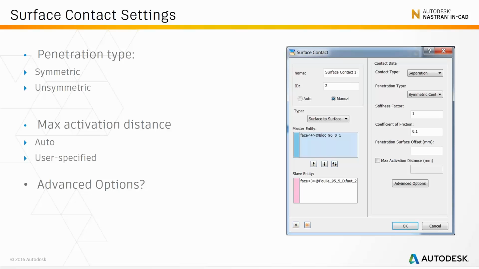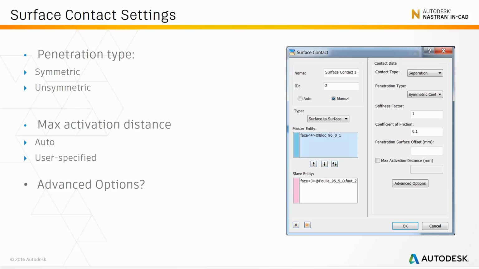Another area that I'd like to point out to you is the surface contact settings. One of the more difficult areas when transitioning from a static linear analysis to a static nonlinear analysis is the way the contacts are defined and the way that contacts play in the overall scheme of the success of running nonlinear analysis studies. The penetration type, in this case you're given the option of having symmetric or unsymmetric.